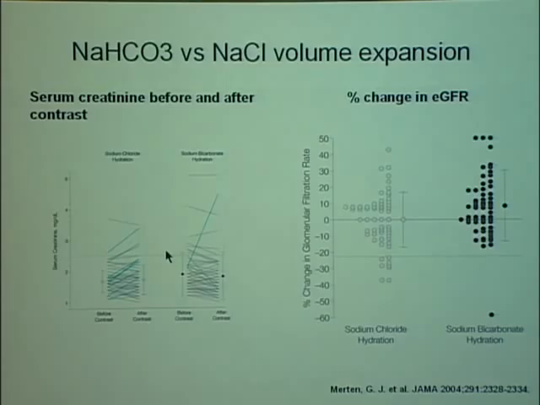And then they also reported their estimated GFR percent change following contrast, which is derived from these same kinds of data. And the definition of nephropathy would be plotted below this dotted line here. So once again, it's clear that those patients who got sodium chloride, there were more patients who developed nephropathy than those patients who got bicarbonate.